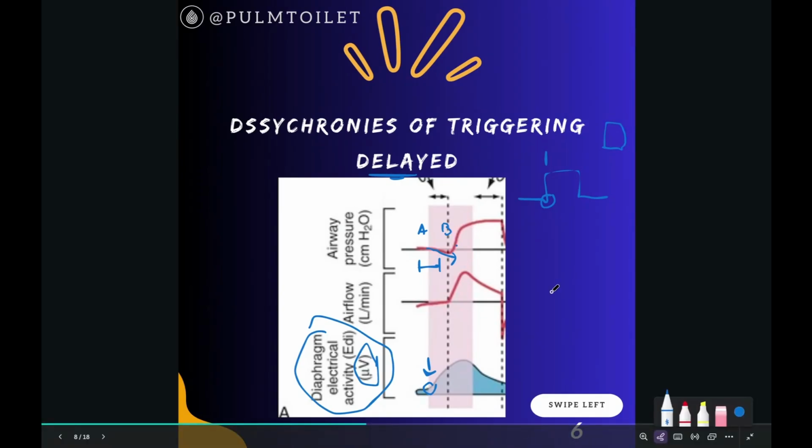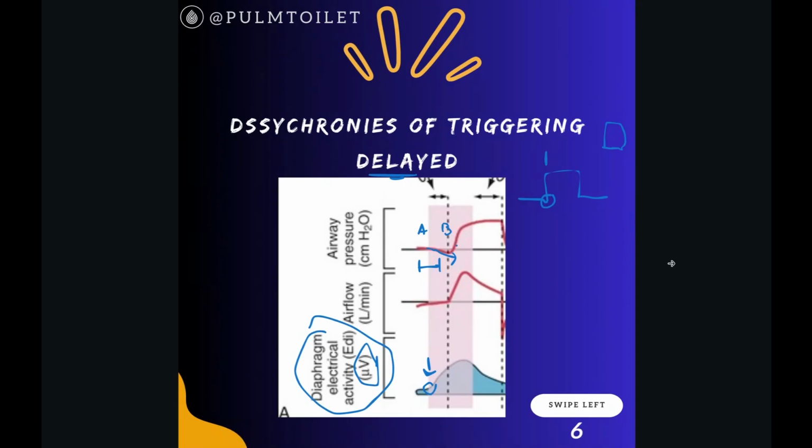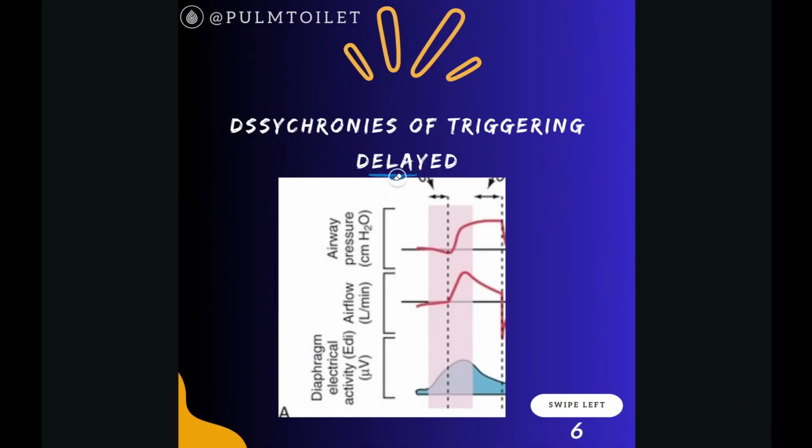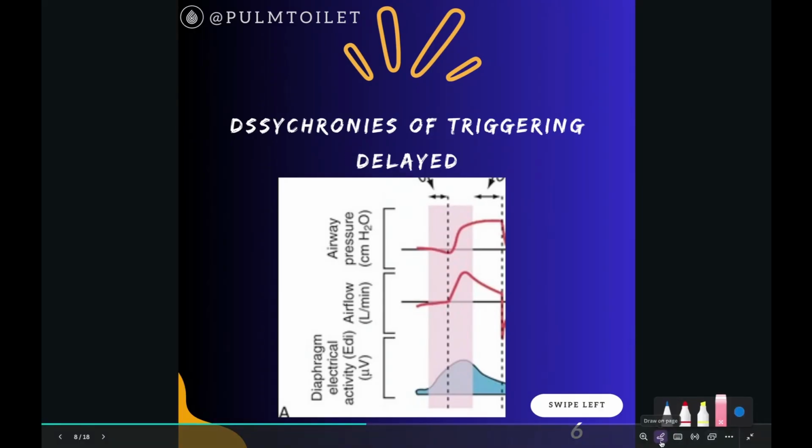So dyssynchronies of triggering so far: ineffective triggering, delayed triggering. Both of these, the first thing you should think of is auto peep. The second thing you should think of is, is my triggering threshold too high? Maybe someone changed it, or someone didn't know how to set it at first and they made it too much. Maybe the patient's very ill, or they're weak, or they're elderly, and a normal trigger is just too much for them. So maybe you need to be more cognizant of what you're setting the trigger at.